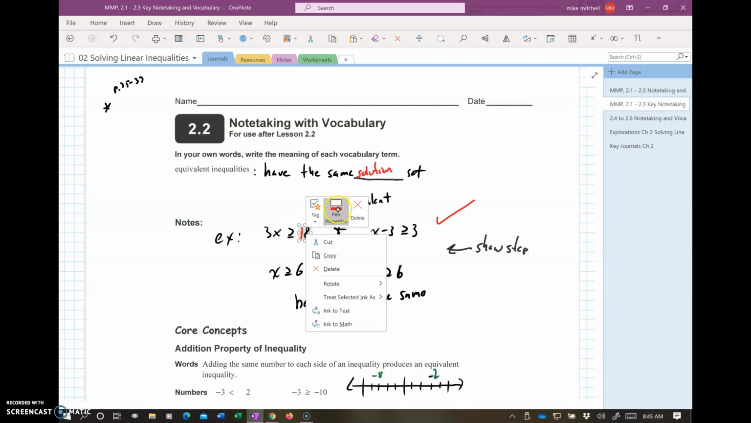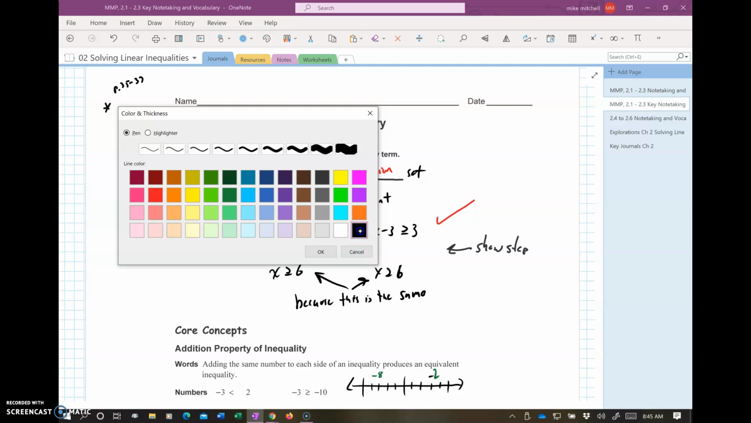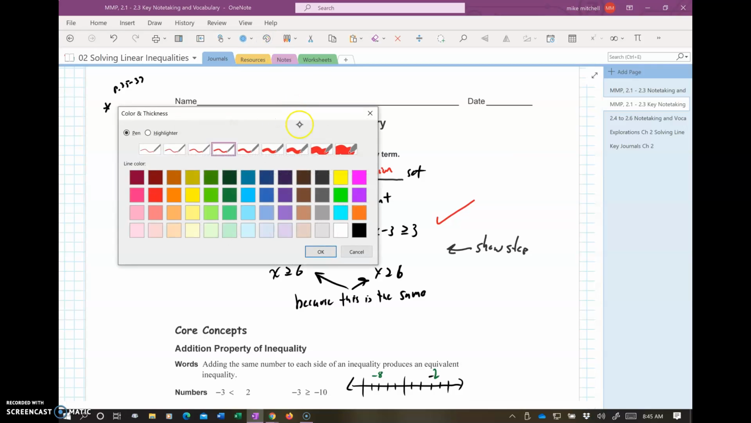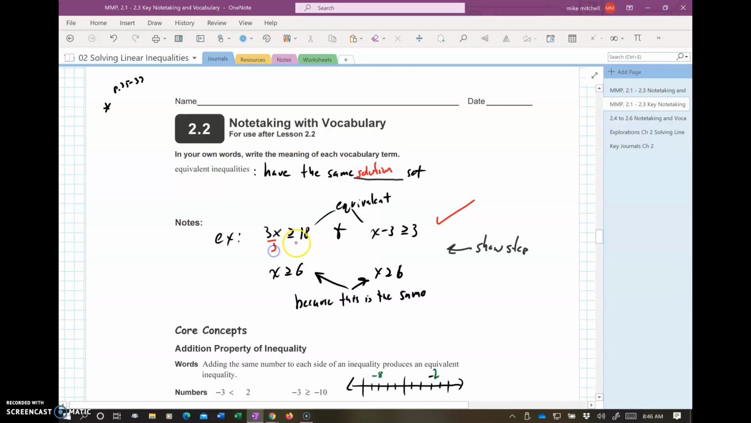Let's make all that black. I don't know what happened to that. Sorry about that. 3x is greater than 18. Still red, good. I can divide by 3, I get x greater than 6. This one over here, I add 3, x minus 3 greater than or equal to 3. Both of them have this solution set, x greater than or equal to 6. That makes them equivalent.